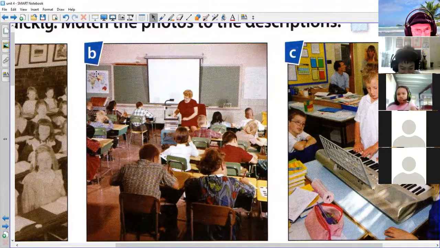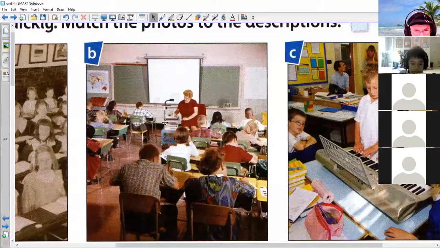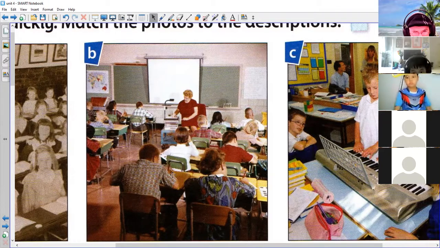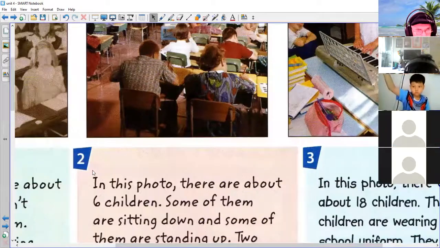Here you can see a map of the world. The teacher at the front of the classroom using the projector to show the work. Yeah, and you can see there most of them are writing something. Right, let's read the next one, number two.